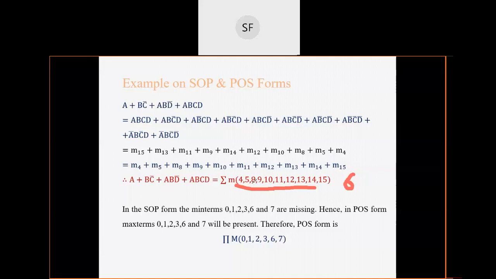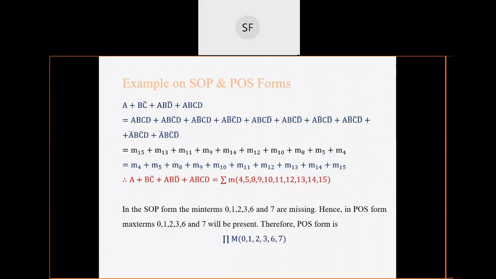Okay, so now here 10 terms are present, so these 10 terms are min terms, but 6 terms are absent or missing in the min terms, so those 6 terms are nothing but your max terms. You can observe 0, 1, 2, 3, 6, 7 are not present here, are they? No. So the same have been mentioned here also. In the SOP form the min terms are missing, hence in POS form the max terms will be present, and hence you can write down the POS form also.